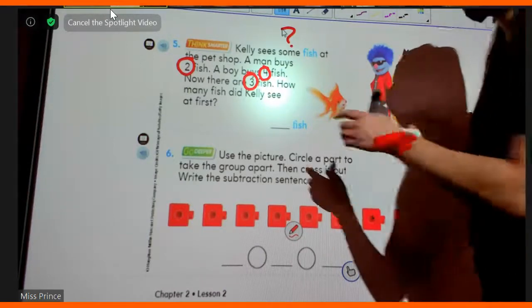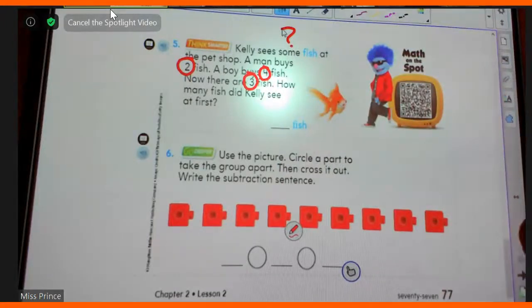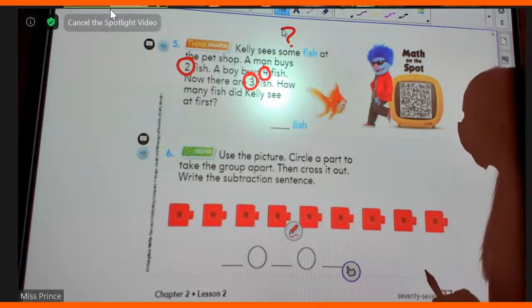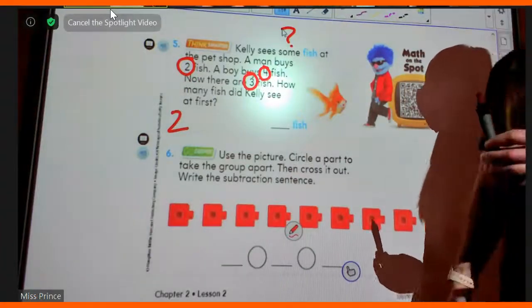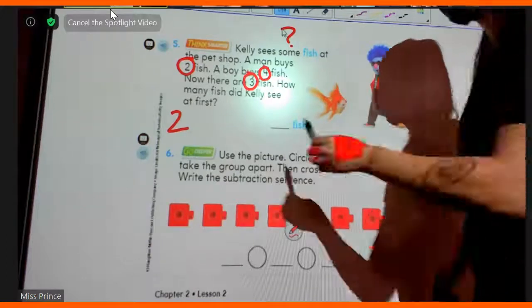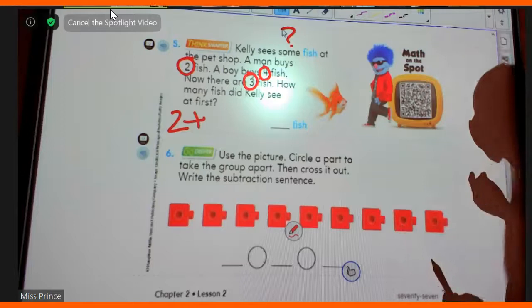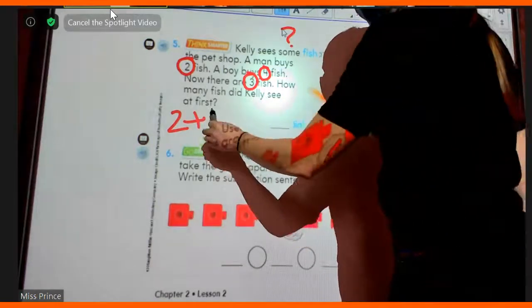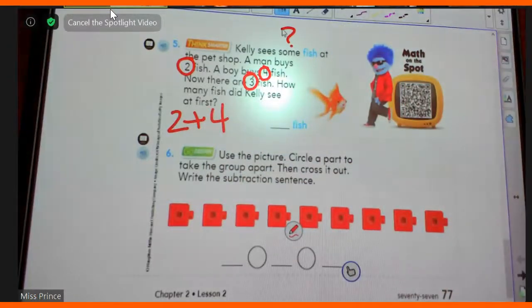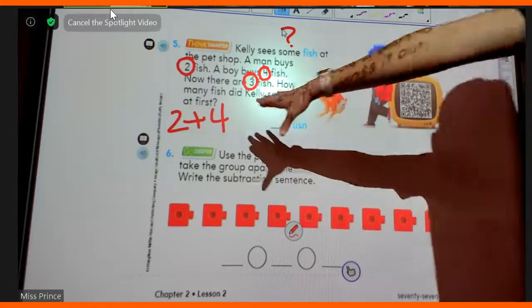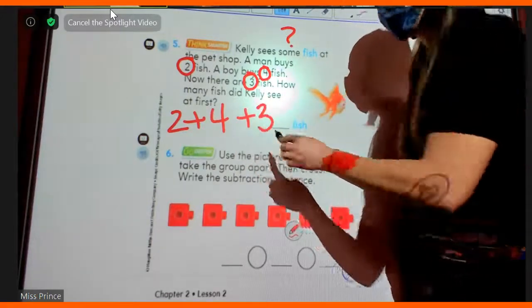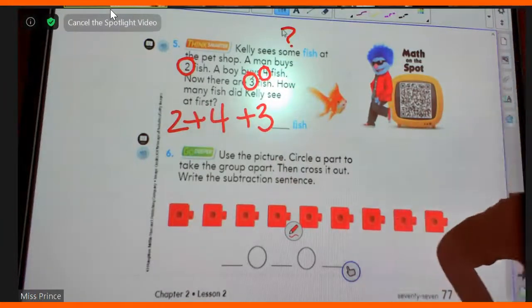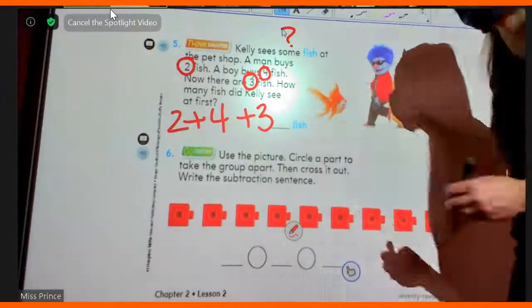So, when we are solving this problem, they had 3 numbers that they were adding together. Do you guys remember that? Okay, so a man buys 2 fish. A boy buys 4 fish. Now that those fish were bought, how many fish does he see now? He sees 3 fish. So, how many fish did Kelly see at first? At first, we have 3 numbers we have to add together.